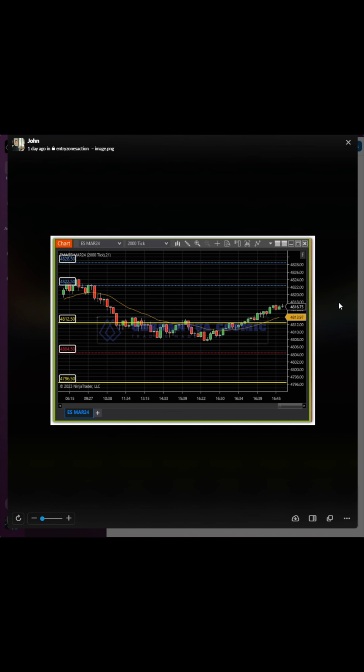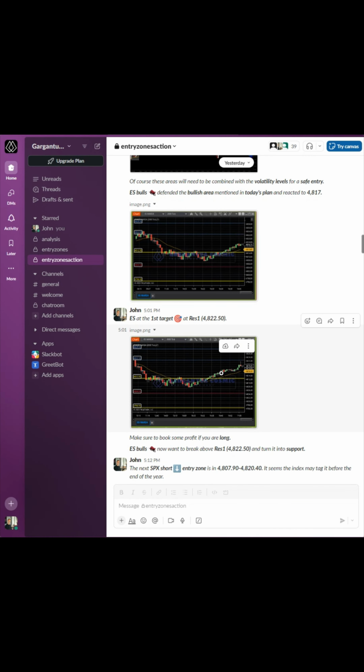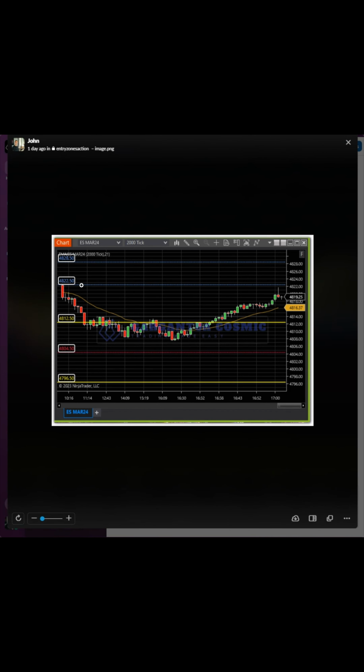So we see that after a while ES hit the first target. We see the spike here. This is resistance 1, 4822.50. These levels, resistance 1, resistance 2, and so on, are resistances as long as the index is below them. When it gets above them, then they become support. That's why we need to scale out a bit at these levels, because as they are resistances, we never know if the index reverses completely to the other side. So it's good for us to have taken some profit.